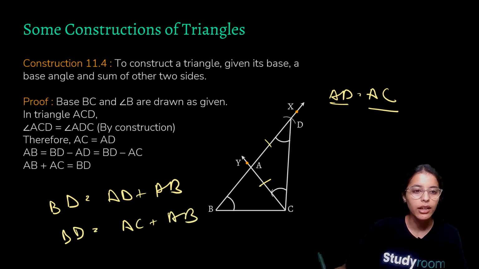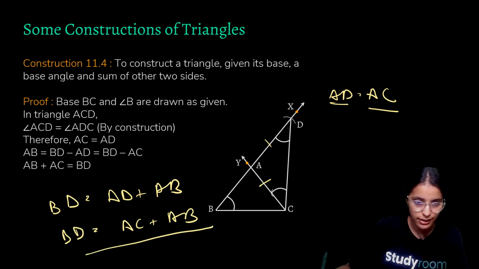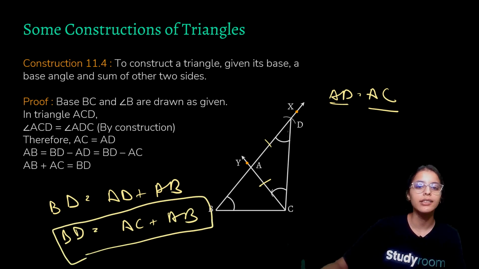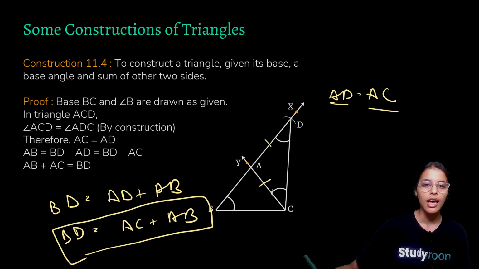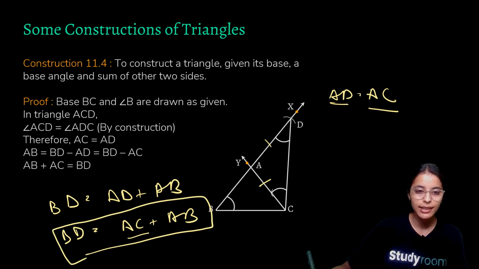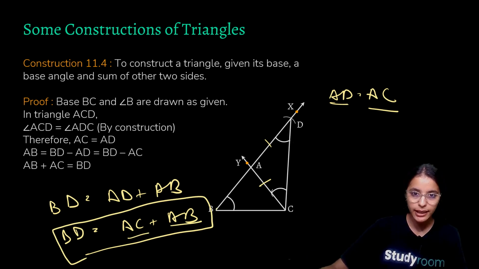And hence we can write it like this, which means that our statement is correct, because the sum AC plus AB, that is the sum of the two sides that is given in the question, is equal to the length BD that we have already considered and constructed as the sum of these two sides itself.